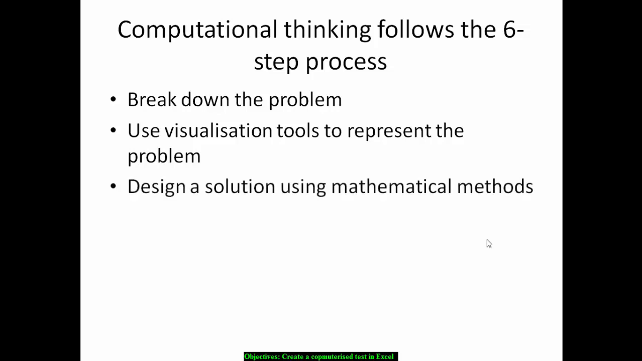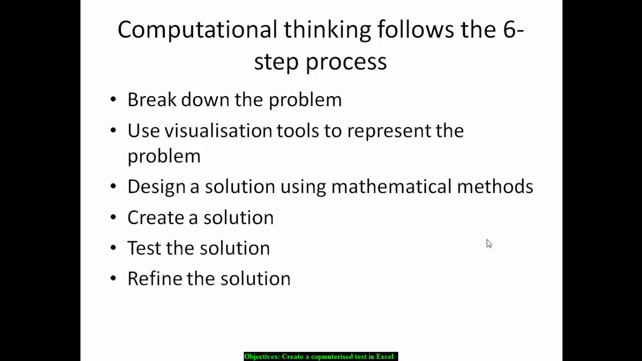You need to design a solution using mathematical methods. Mathematical methods could be arithmetic calculations, could be logic comparisons. Then you create a solution on a computer platform, and then you test it, see if it works, and then you refine it to apply the optimal thinking. Those 6 steps are essential for computational thinking applied in real life.